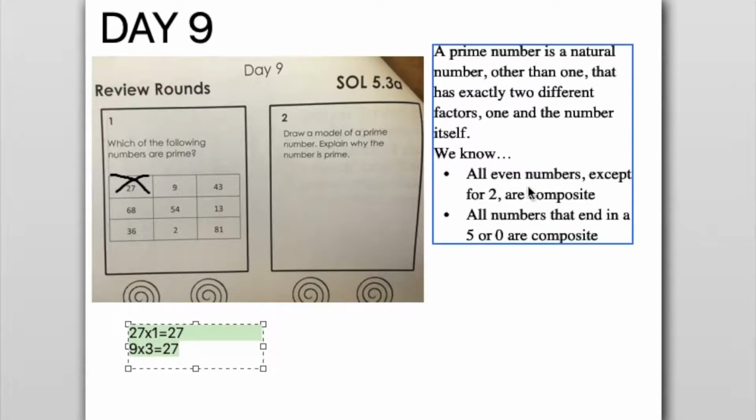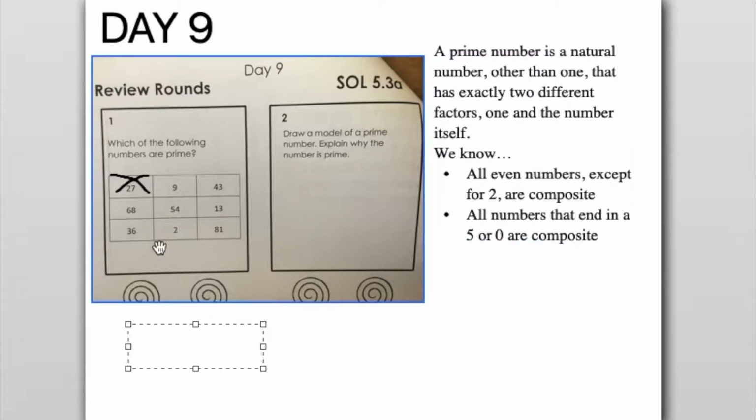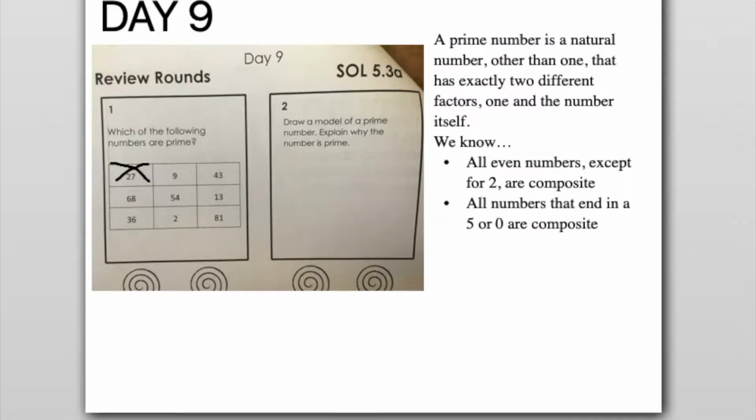Well, if we look over here, what do we know about all even numbers? We know that all even numbers are composite. And what is 68? It ends in an 8. Yep, it's even. So we know 68 can't be prime because it's even. All right, what's our next number? 36. What do we know about even numbers again? They cannot be prime. They are composite. And 36 is even, so it is composite, not prime. All right, let's head on up to that 9.